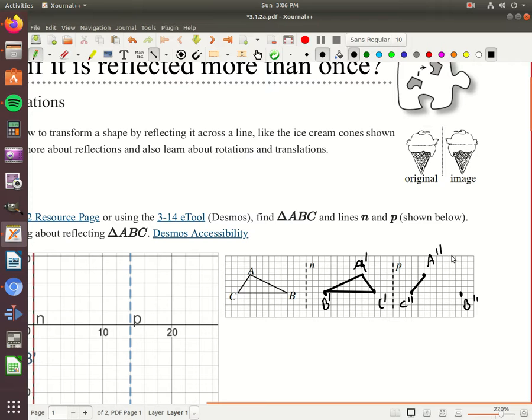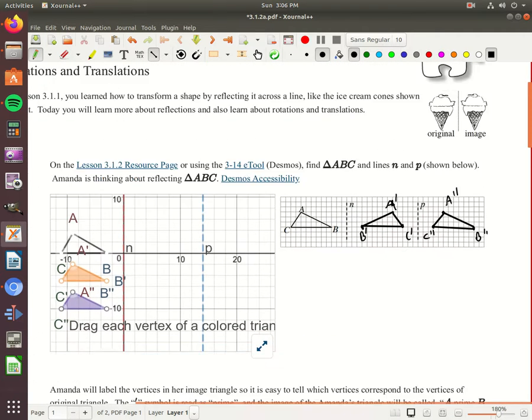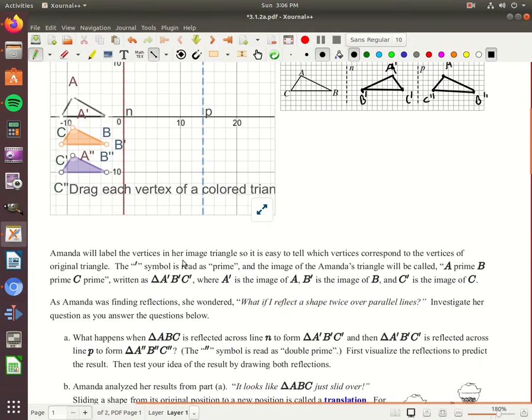And you can see that it looks a lot like the original has been moved over, which is a translation, right? When you slide something, it's a translation. So it says Amanda will label the vertices in her image triangle so it's easy to tell which vertices correspond to the vertices of the original, and the prime symbol is used. So A prime, B prime, C prime is this one. And then, like I said, we come up with A double prime, B double prime.